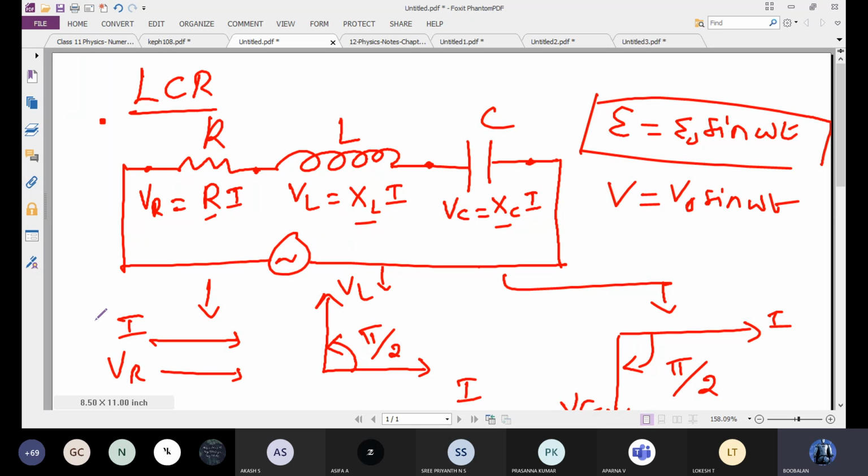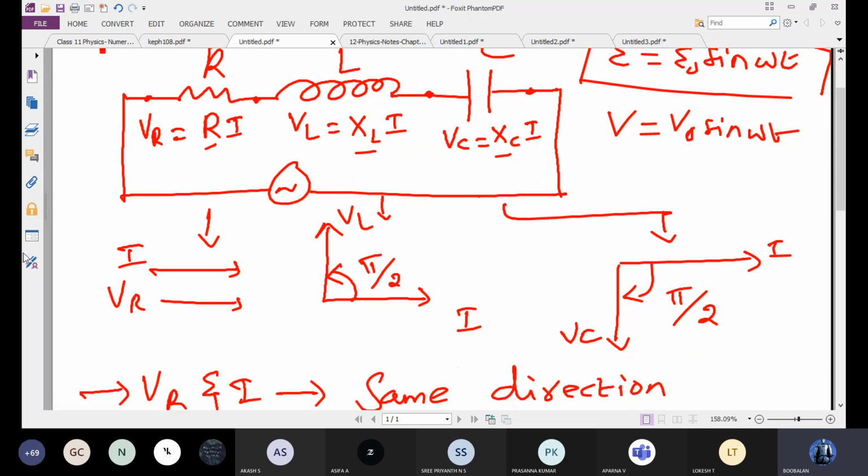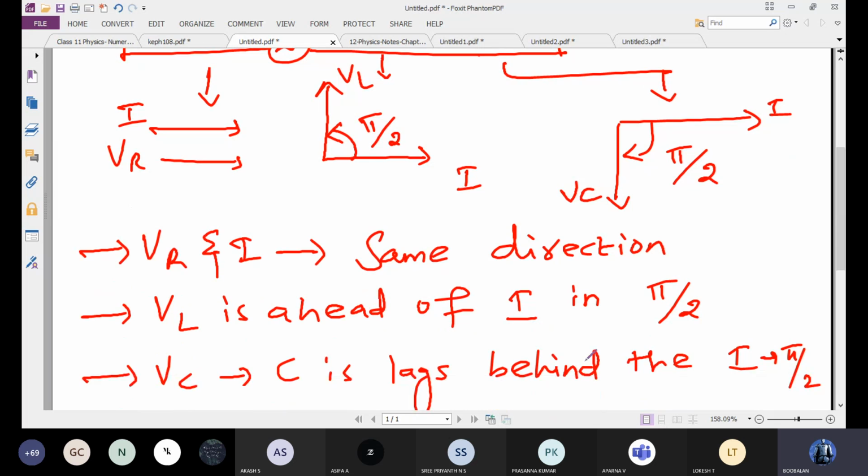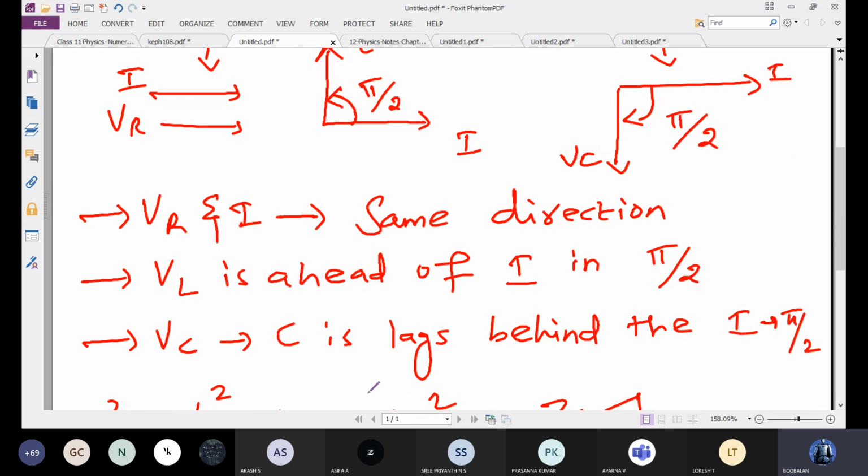Now VR and I, it is a resistance only, so it is in the same direction in this symbol. And VL leads I by pi by 2. VC lags behind I. What is the difference? It is pi by 2.